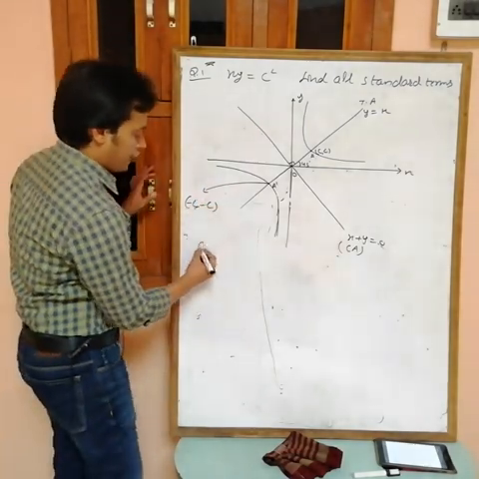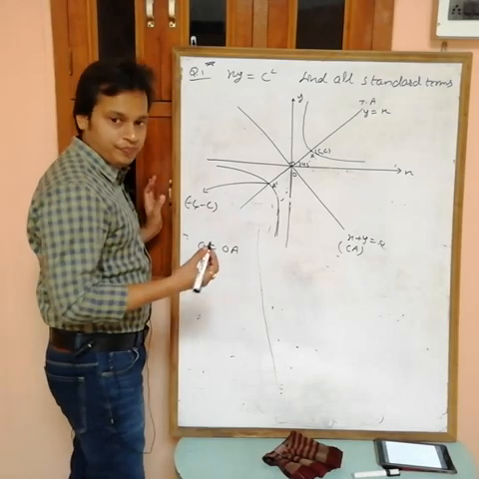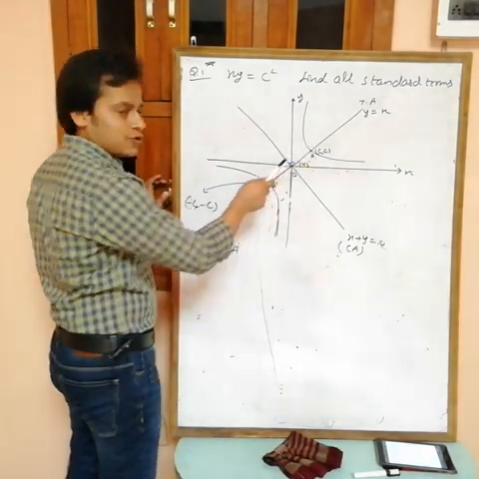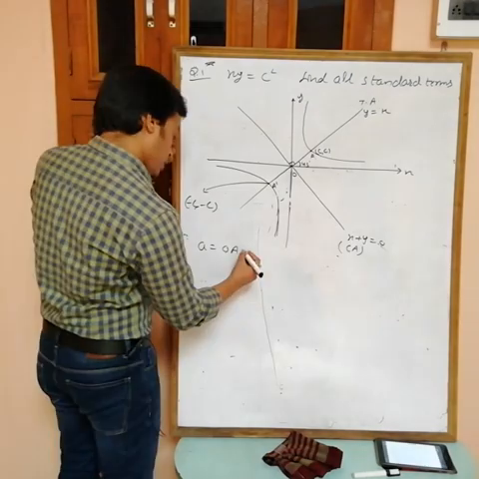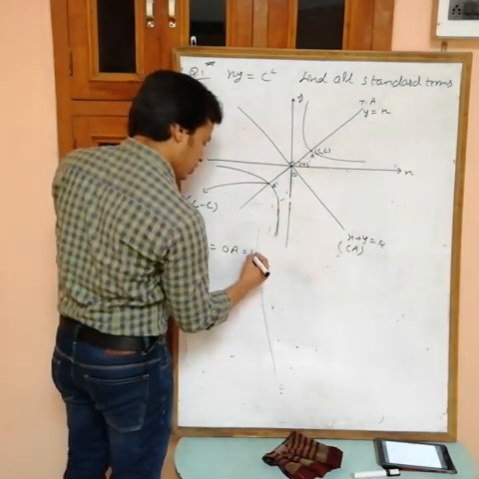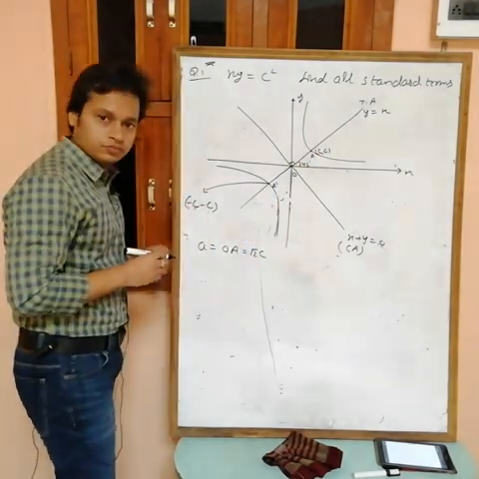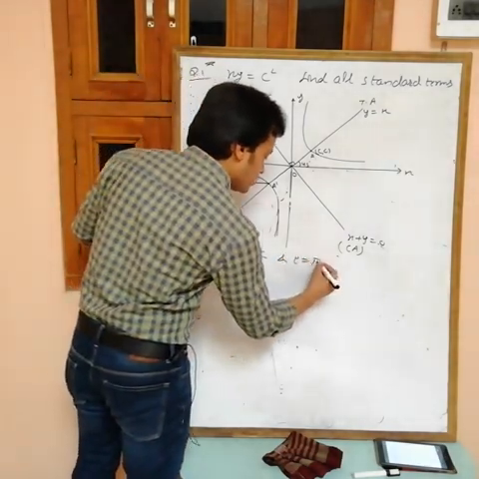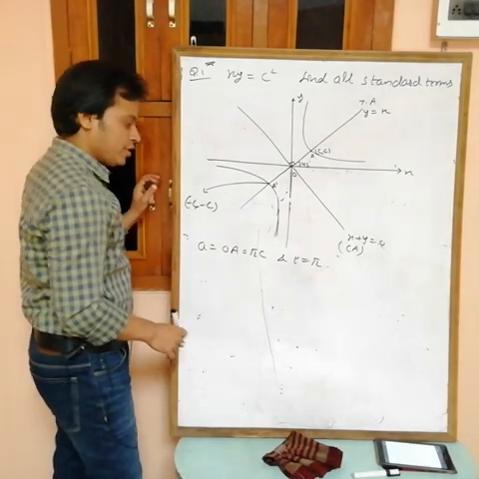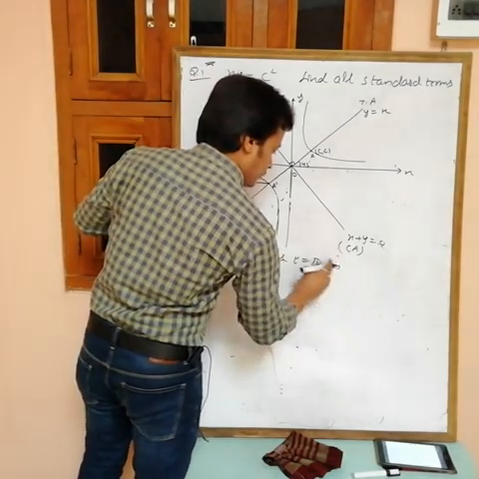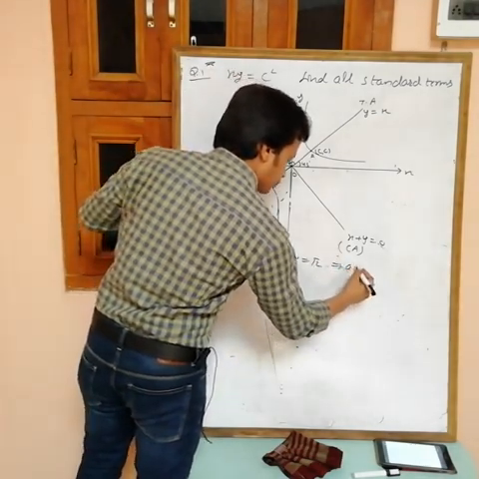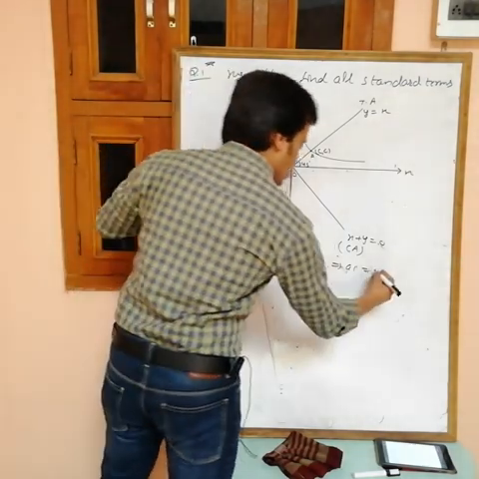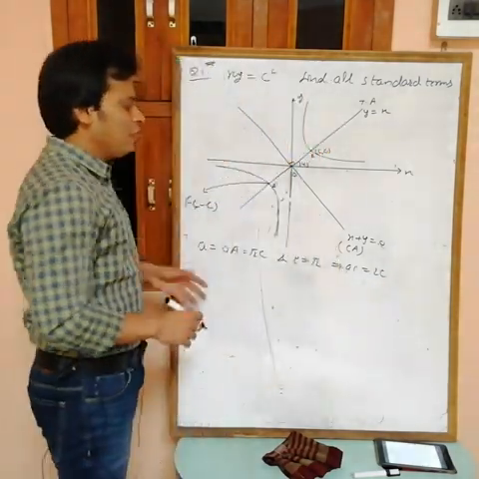Now the value of a is equal to OA. The distance of the vertex from the center is equal to a. And OA is equal to, if you find this one, root 2 c. So OA equals root 2 c, and we know that e is always equal to root 2. Then ae is equal to 2c.